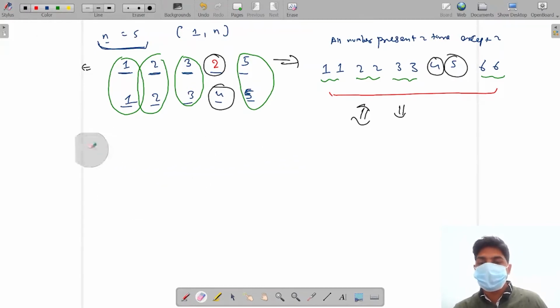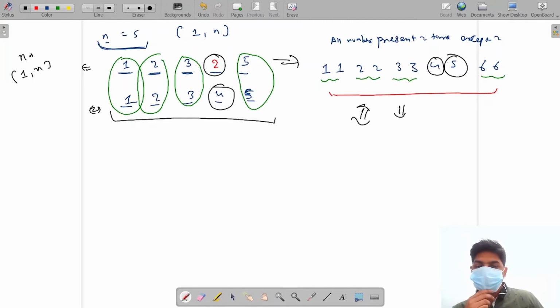So what we did, we used the constraint in the problem. The problem says that if the length of the array is n, then all the numbers which the array consists of will be in the range 1 to n. So what we did, we wrote all the numbers in the range 1 to n.